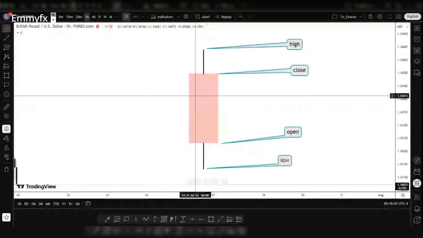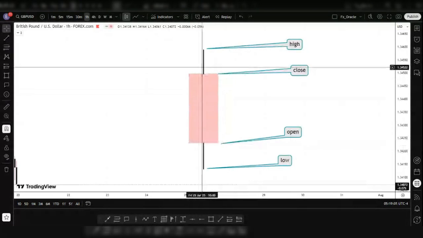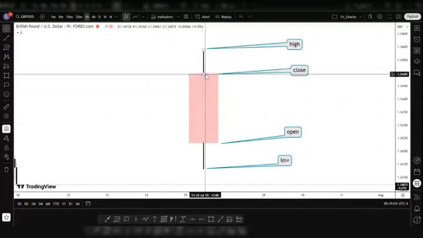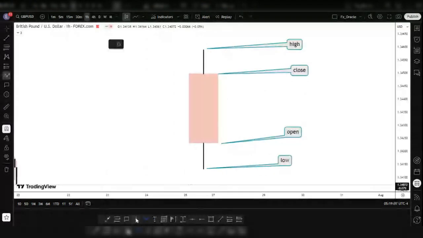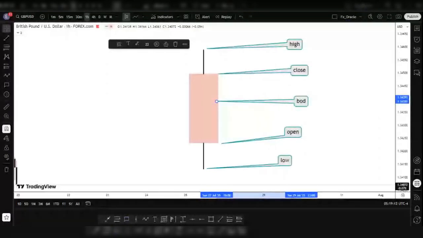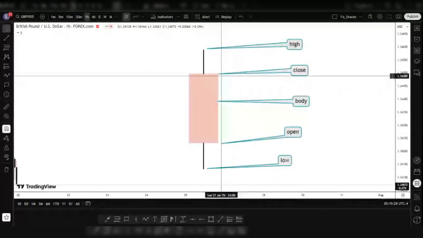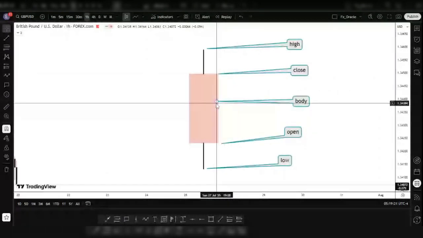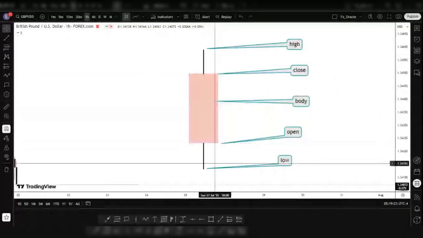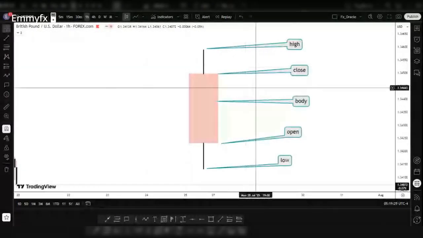So any candle you see that closes above the opening price, that candle is known as a bullish candle. The fat area is known as the body of the candle. So this is the high, this is the closing price, this is the body, this is the opening price, and this is the low. So these are the five parts of a candle.